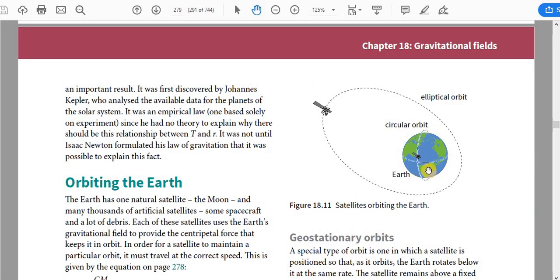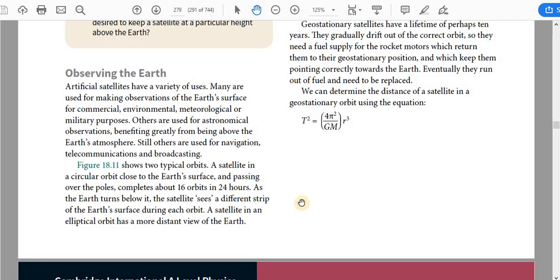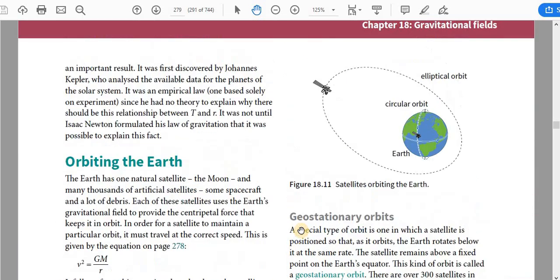Okay, it's going like this. So it completes 16 orbits in 24 hours. Okay, so because of that, you see a different strip of the Earth's surface during each orbit. A satellite in an elliptical orbit has a more distant view of the Earth. Okay, so that is that.